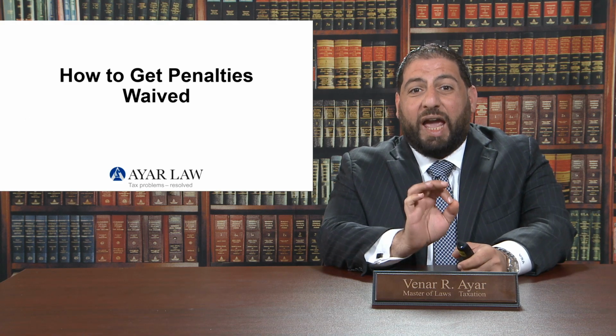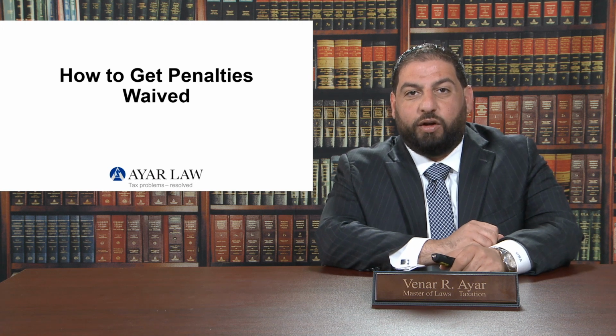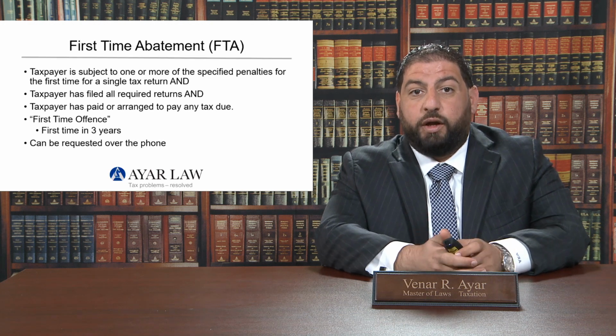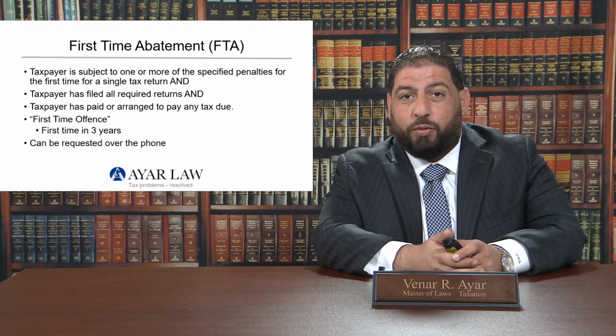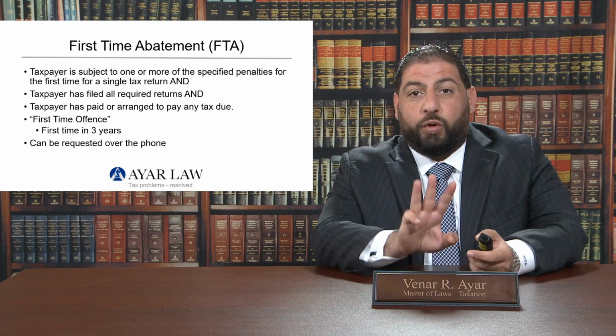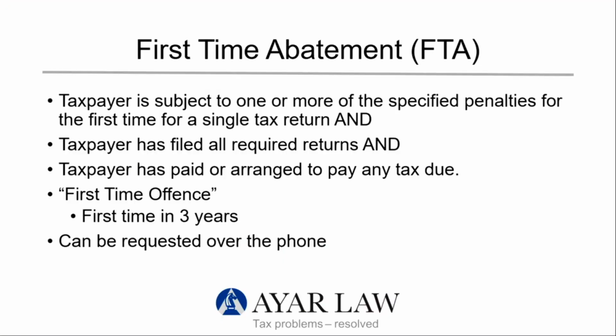Okay, so moving along, the next thing we're going to talk about today is how to actually get penalties waived by the IRS. Now, there are a couple different ways to do this. The first way and the easiest way is through what's called the First Time Abatement Program. Under this program, there are 3 requirements. First, the taxpayer must be subject to one of the specified penalties for the first time on a single tax return. And the taxpayer must have filed all required returns, and the taxpayer must have either paid the tax or made arrangements to pay the tax due.